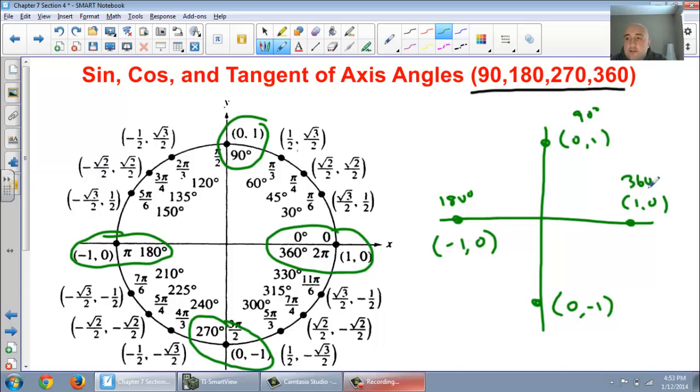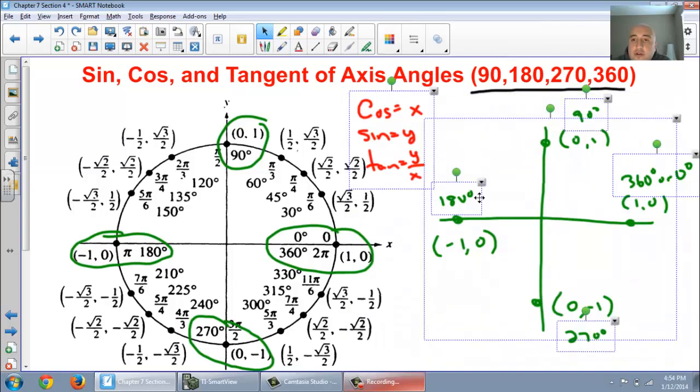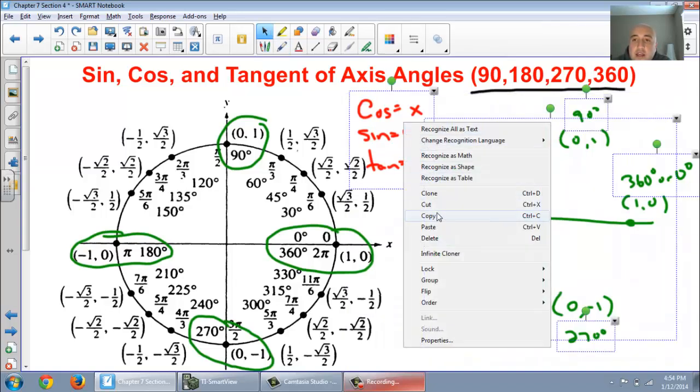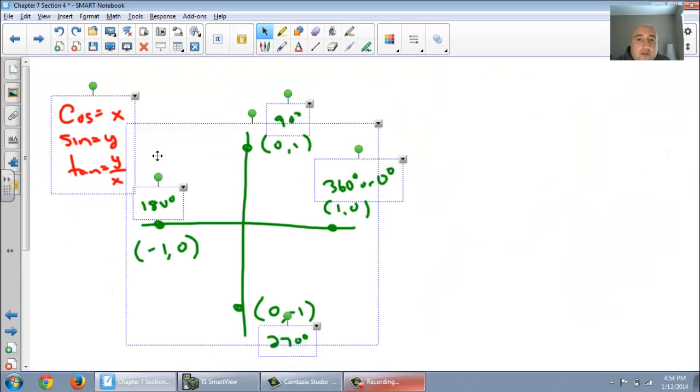this is for 360 or 0 degrees, and this is for 270. As long as you can remember that all the ordered pairs are either 0, negative 1, or 1, you should be okay. And then the last thing you need to remember is that cosine is always x, sine is always y, and tangent from the last section is y divided by x. I'm going to copy this down on the next page, and we're going to look at this a little bit further.